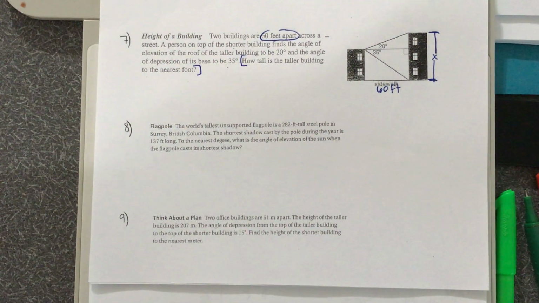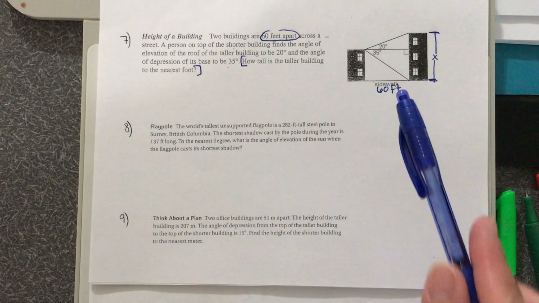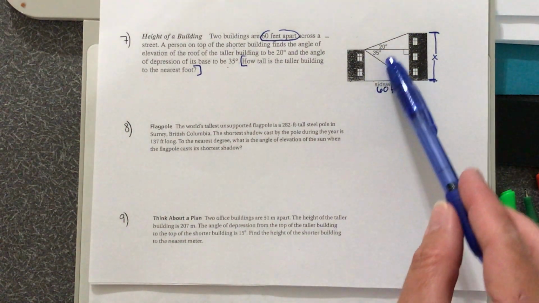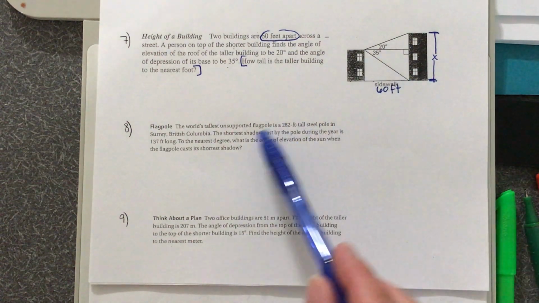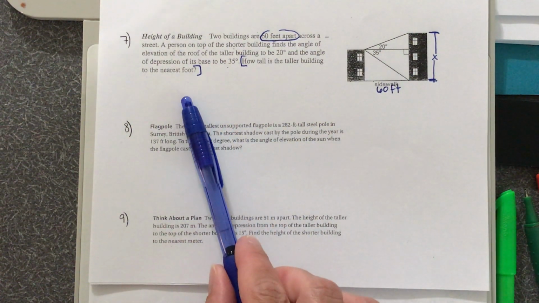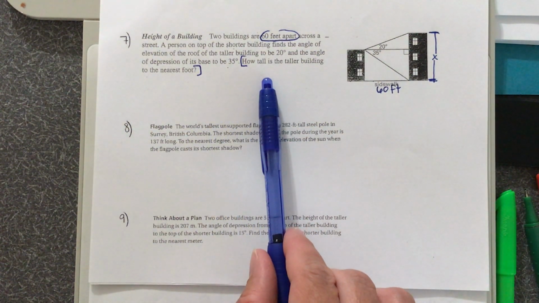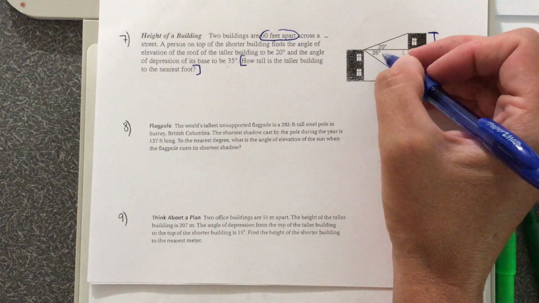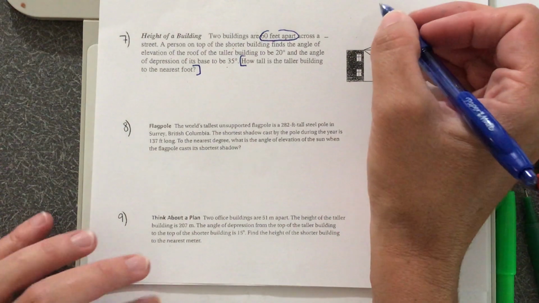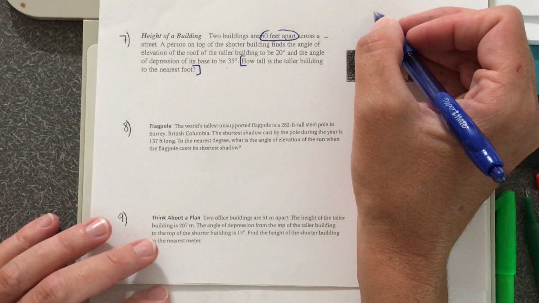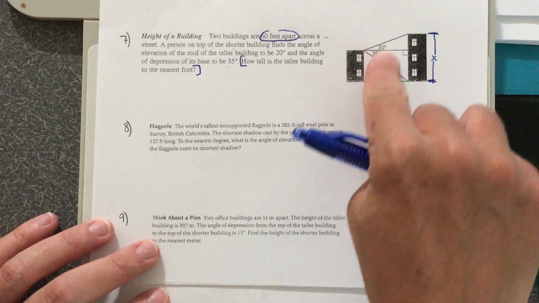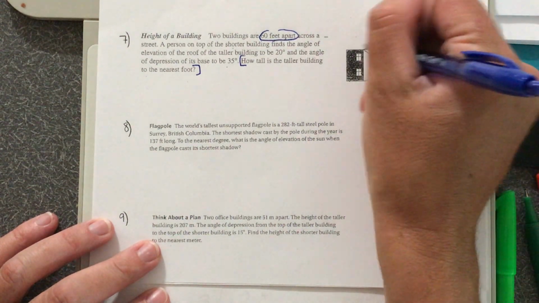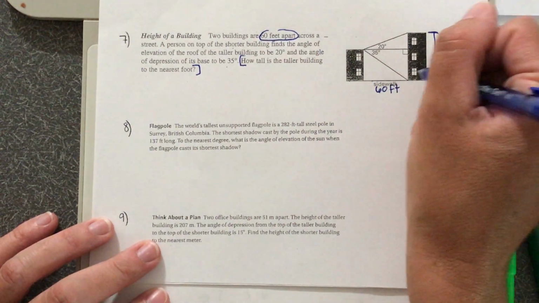So the angle of elevation is 20. Now this is not the angle of depression, remember that. But it does say that the angle of depression is 35 degrees. They give me here that this angle is 35 degrees. Sorry, this is your angle of depression whenever you're here looking down.